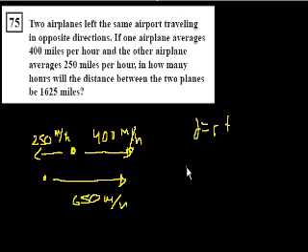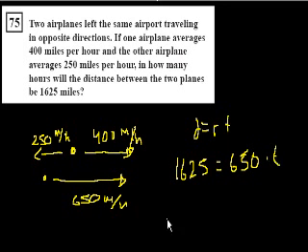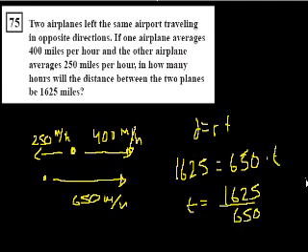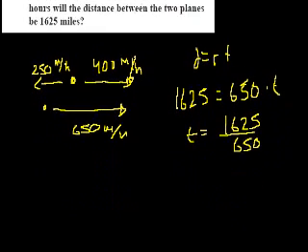So if we have to cover 1625 miles, because that's what they want to know, when does that happen? At what point are the planes that far from each other? That is equal to their relative velocity. They're separating from each other at 650 miles per hour. And we want to know how long that's going to take. So time is going to equal 1625 divided by 650. See if we can simplify that at all.